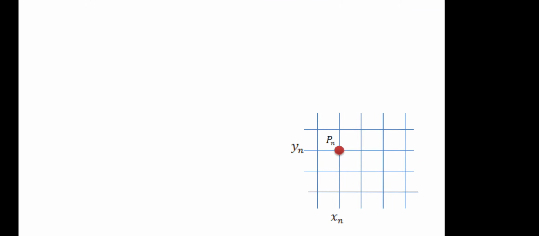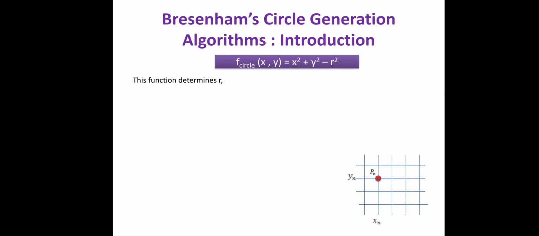Now I will determine that function. If f of x comma y is 0, then x and y is a point on the circle. Whenever a particular point satisfies the equation, that is, if f of x comma y is equal to 0, that particular point lies on that circle.